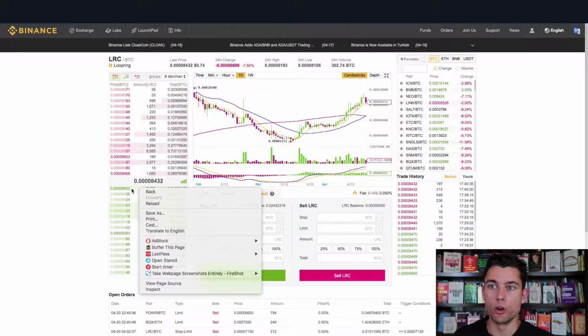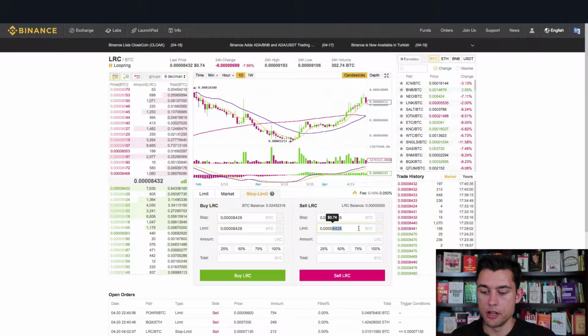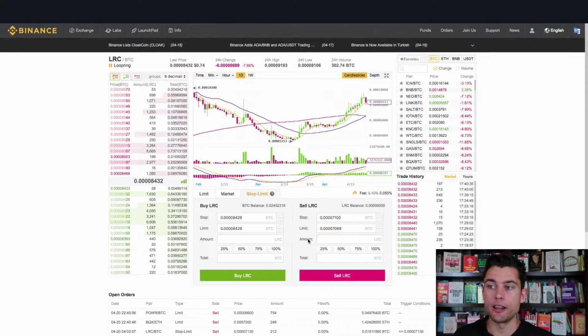So I'll go back to Binance and I'll put the 7069 in. I'll just click one of these right here and replace this number, 7069. And that's the limit. Now, what's the stop though? Well, the stop is the price that will tell the exchange, in this case Binance, that you want your order to be placed. So if we take the stop and we put it at 7100, that will mean that at 7100, a limit order will be placed to sell my Loop Ring at 7069 BTC. And then you just put in however much you want.